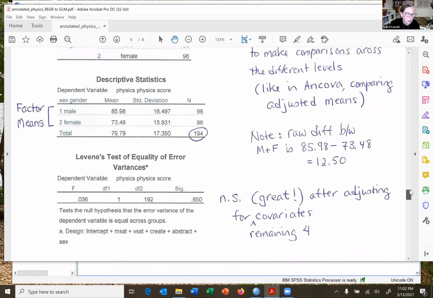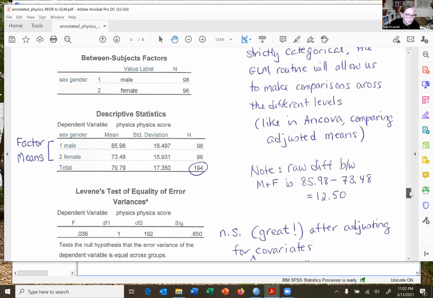Now in our descriptive statistics, first we can see that we have a slightly unbalanced design. For the dependent variable, we can look at the mean for males and the mean for females and note that their raw difference is 12.5 points. That'll help us make sense of some of the output a little later.